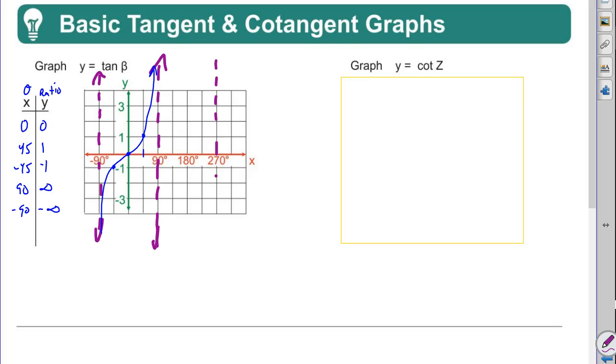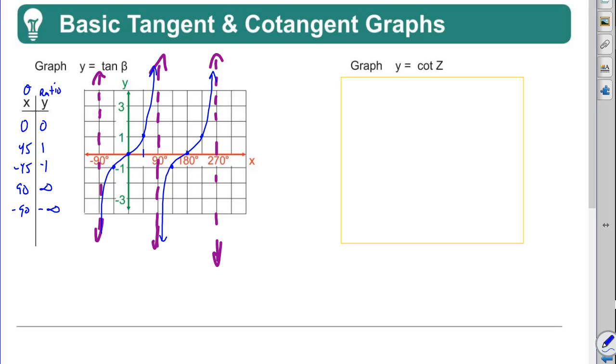So we're going to have it here again between 90 and 270, the exact same pattern here at negative 1 and 0 and 1, and coming from negative infinity and crossing over and up to positive infinity. And it just keeps repeating that way forever. You can go backwards and forward with that same pattern.